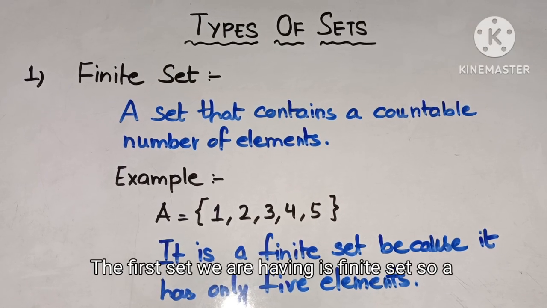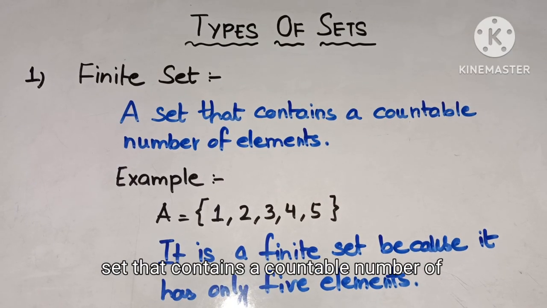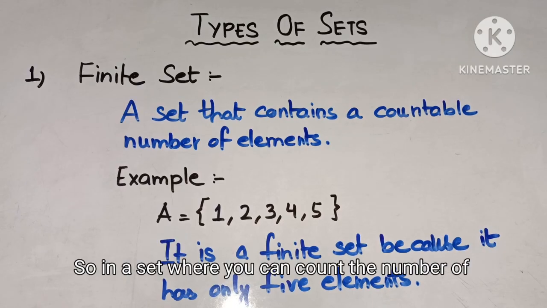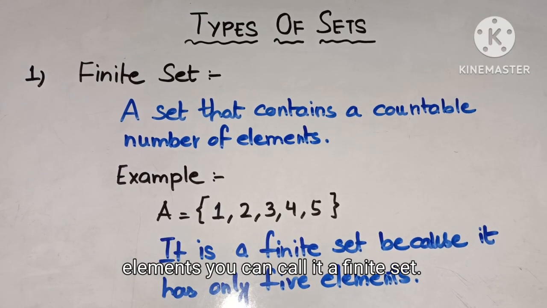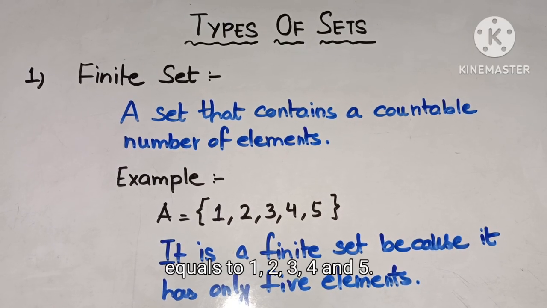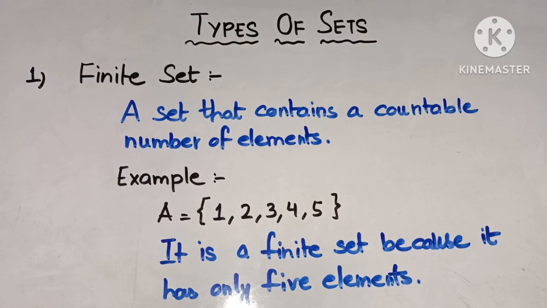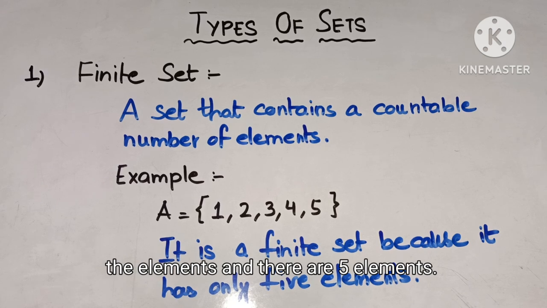The first set we are having is finite set, a set that contains a countable number of elements. In a set where you can count the number of elements, you can call it a finite set. For example, A = {1, 2, 3, 4, 5}. It is a finite set because you can count the elements and there are 5 elements.